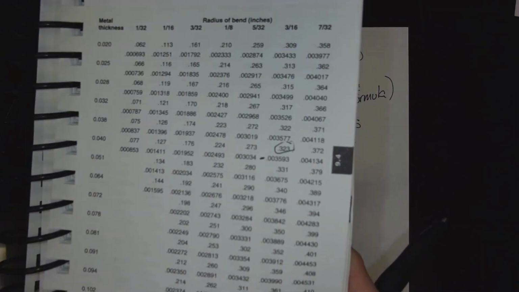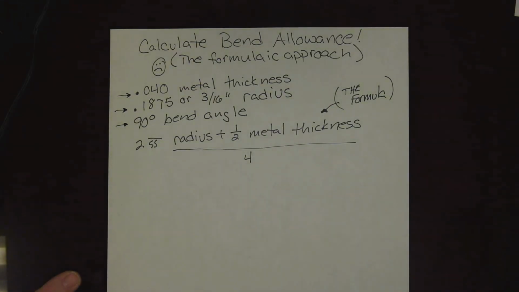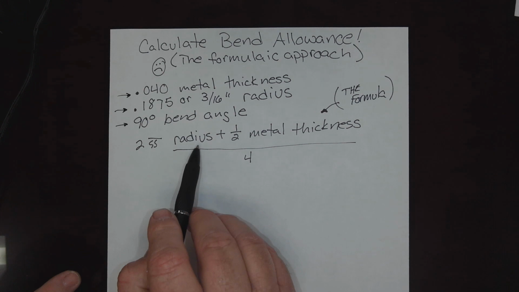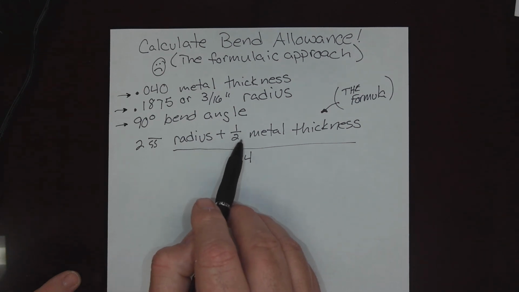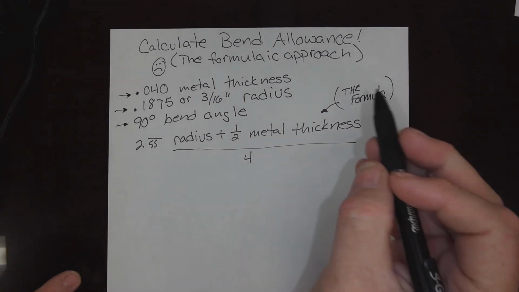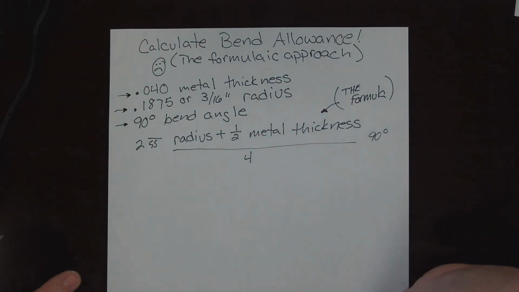Now, I'm a big fan of the chart, and we all know why, and I know you are too, but I'm going to do this at least once with you. So here's our formula: 2 pi times the radius plus 1/2 metal thickness, divided by 4. Now, I will say that this is our formula to find a 90-degree bend.